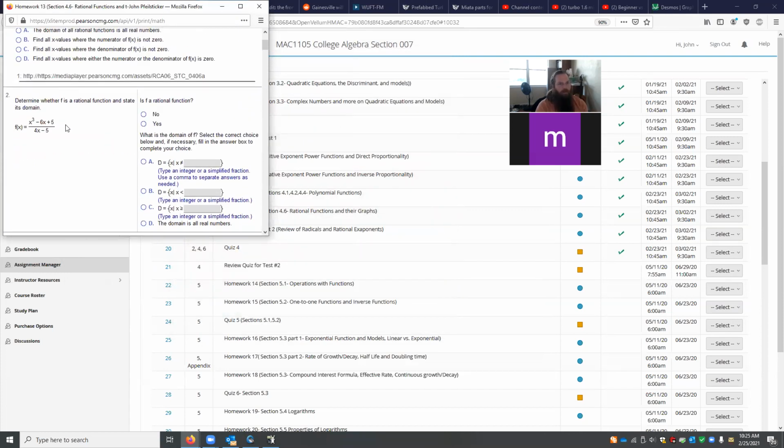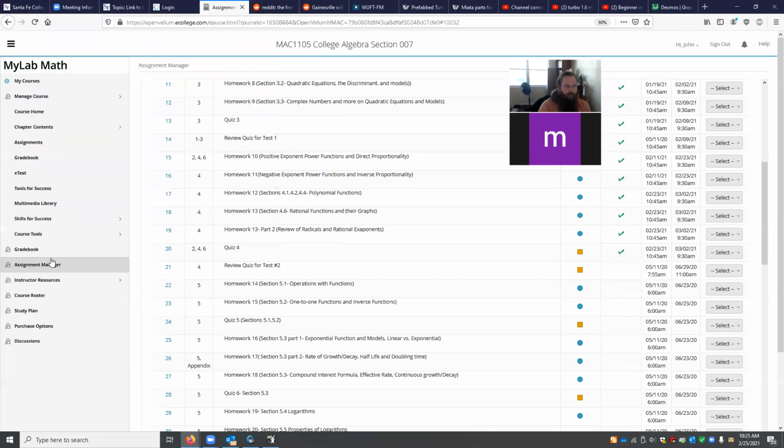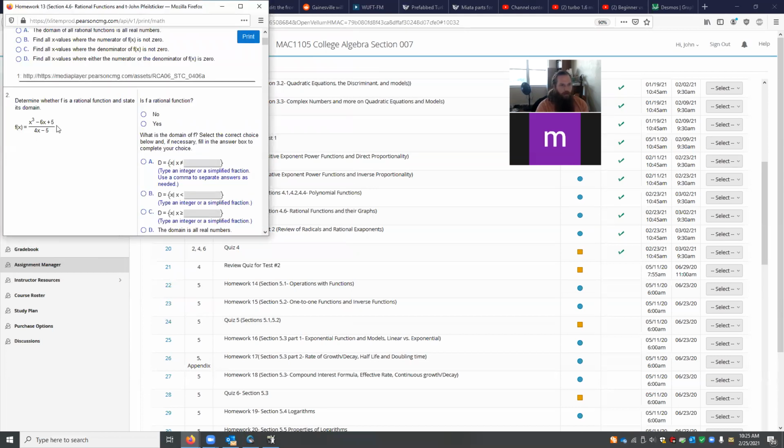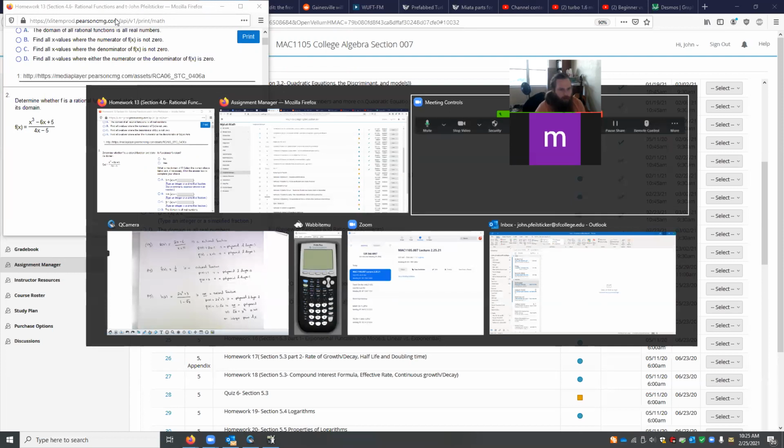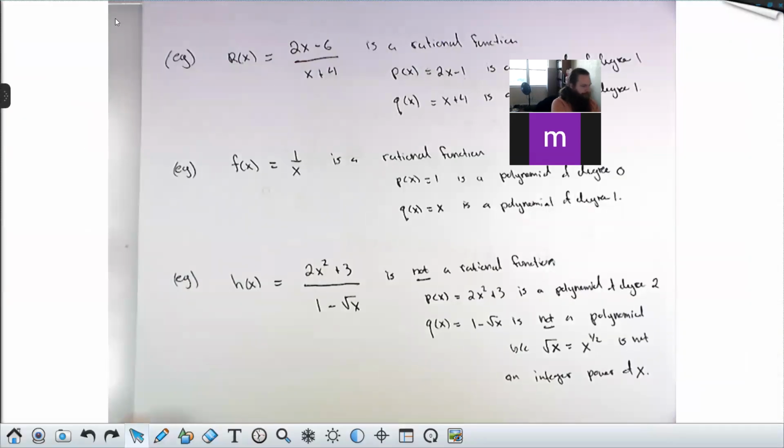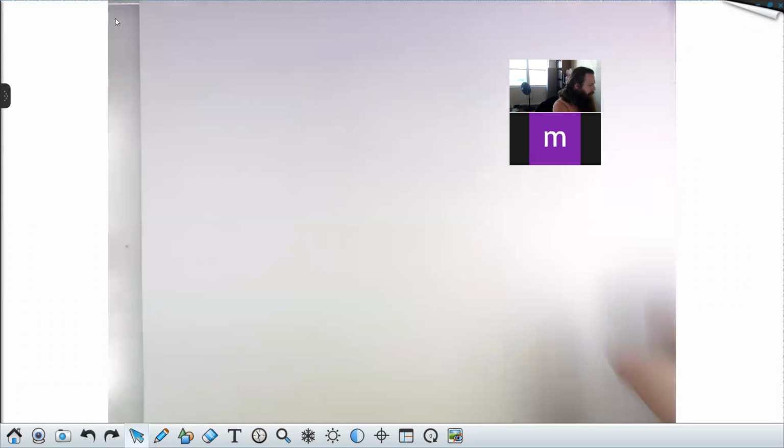Right, so is this or is this not a rational function? Yes, this is, right? Because the top is a polynomial of degree 3. It's all positive integer powers of x. The largest one is 3. The bottom is a degree 1 polynomial, right? It is a polynomial because we've got only positive integer powers of x. And here it happens to be degree 1. So how do you find the domain of a rational function? Let me take one of the examples from here.